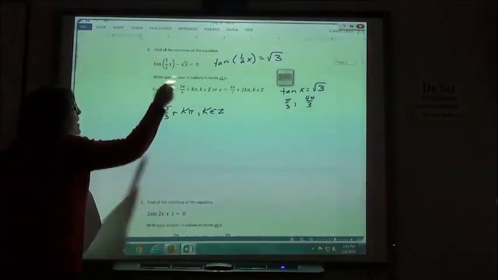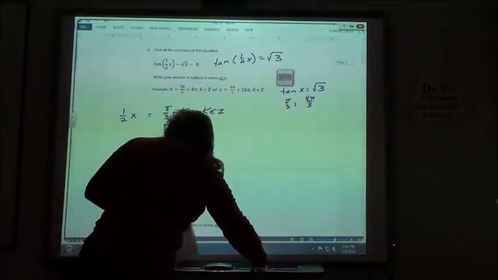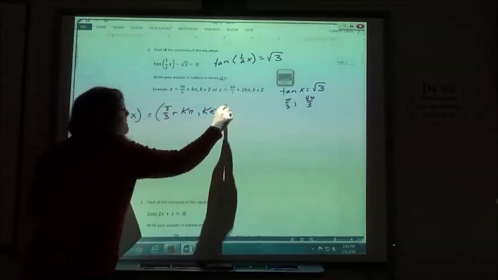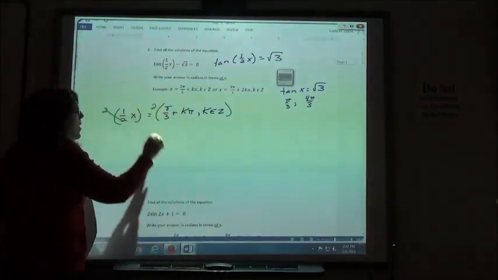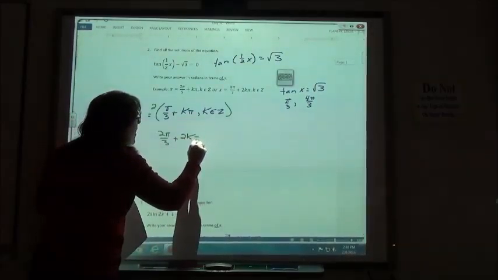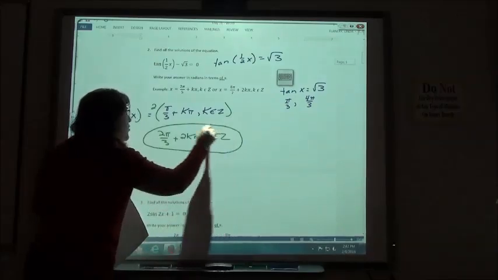So in this case then, we are going to say 1/2 x equals that. In order to solve it for x, we're going to times by 2. So I'm going to have 2 pi over 3 plus 2k pi, with k being an element of z. And that's going to be my answer.